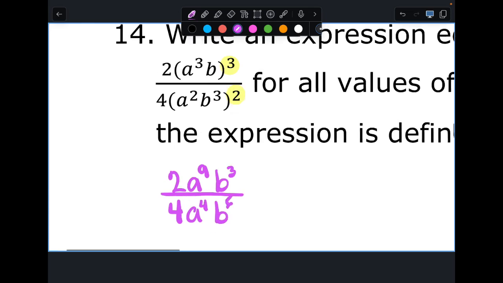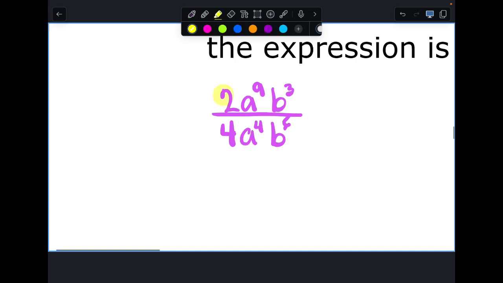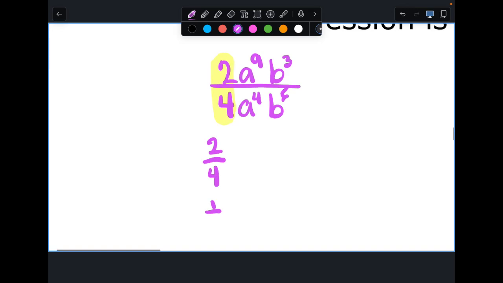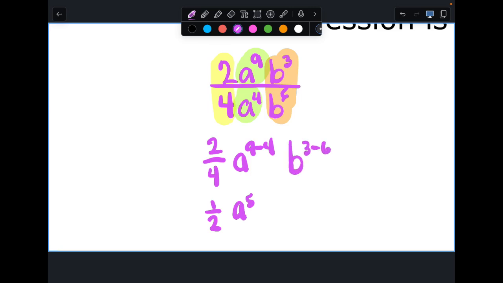Now we group. When we group the 2 and the 4, those are regular size numbers. They are coefficients. Simplify those like you normally would in the calculator. Do not subtract. 2 over 4 is what? 1/2. You subtract the little numbers. Do not subtract the big numbers. With the A, we subtract 9 minus 4 to get 5. And then with B, we subtract 3 minus 6. And that gets us negative 3.